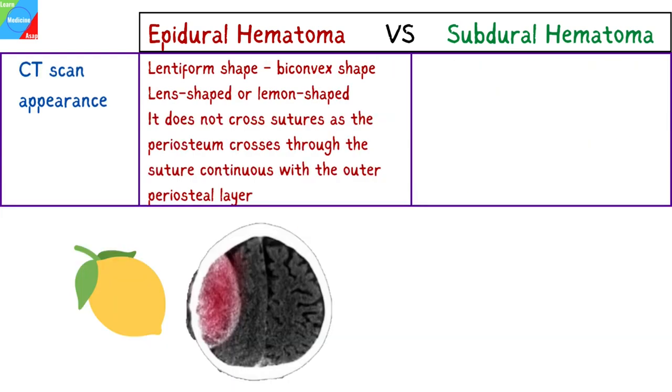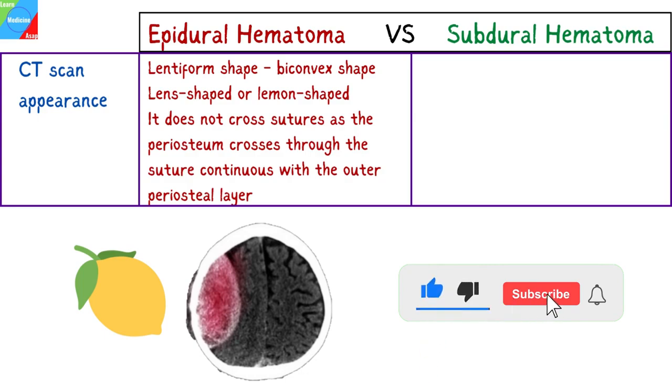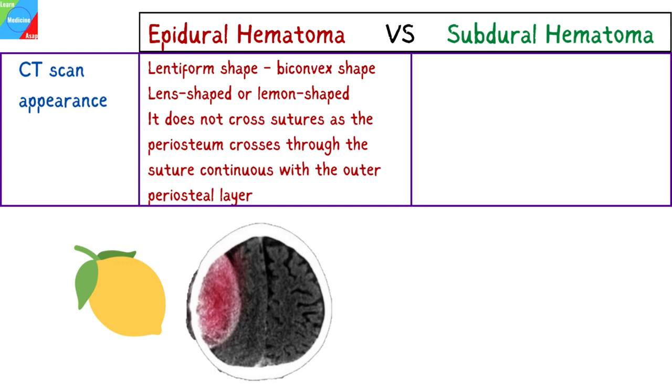When we look at the radiological features, the epidural haematoma appears lentiform, meaning it has a biconvex shape, or it can be described as being lens-shaped or lemon-shaped. It does not cross sutures as the periosteum crosses through the suture continuous with the outer periosteal layer.